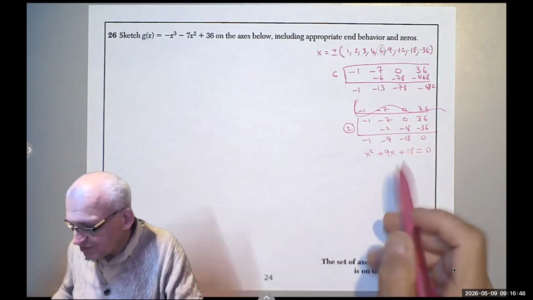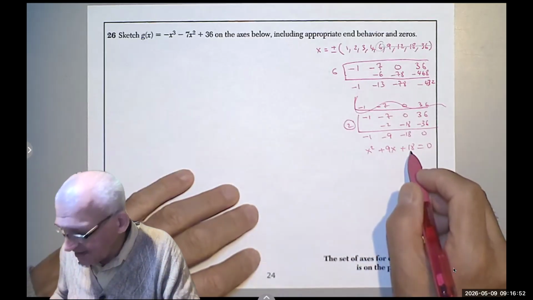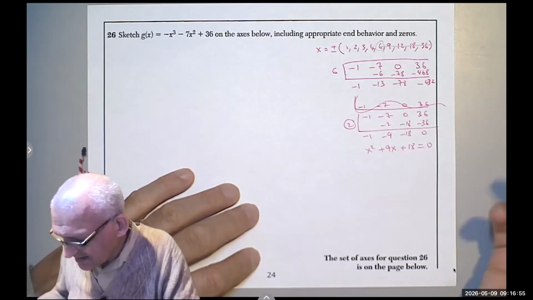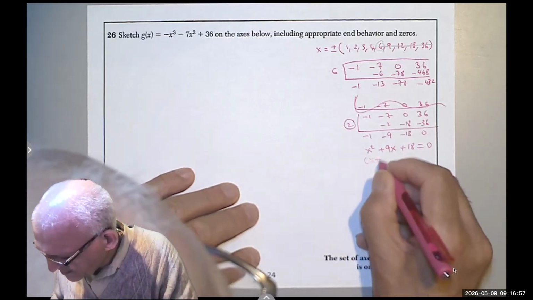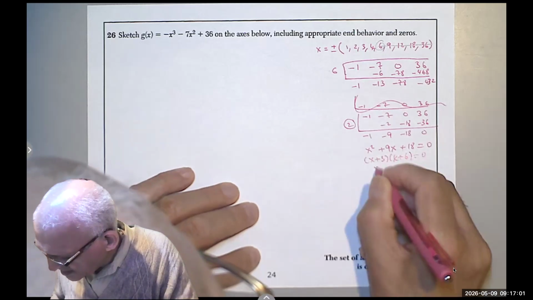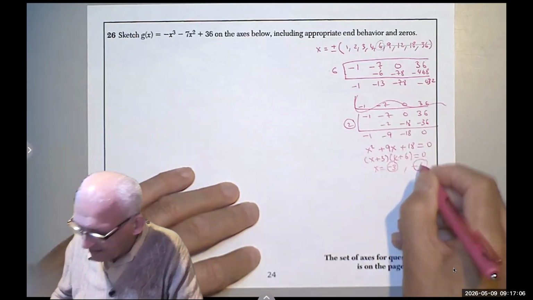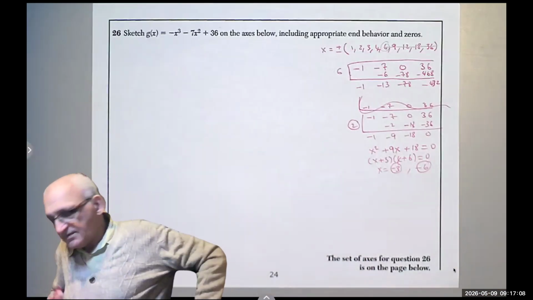Okay, so I need two values that when I multiply, I get 18. When I add, I get 9. So that's 6 and 3, definitely. So x plus 3, x plus 6 equals 0. So x equals -3, and x equals -6. And here are the three roots, 2, -3, and -6.